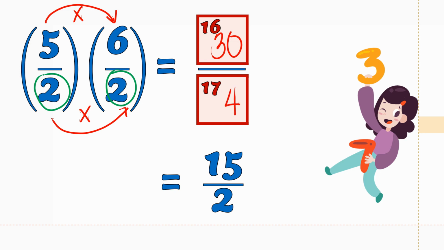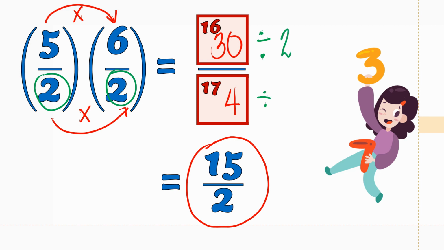Now, how are you able to find this 15 out of 2 here? It's because 30 out of 4 can be lowest term. Okay? We can still divide a certain number to 30 and 4. And that number is none other than 2. So, 30 divided by 2, that is 15. And 4 divided by 2, that is 2.